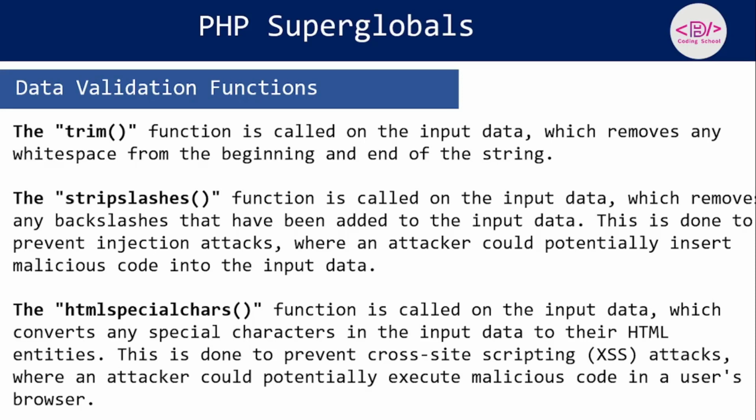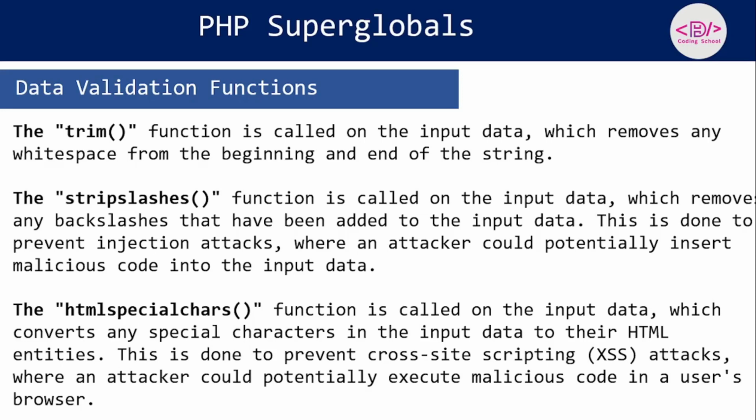Then the last one is the HTML special chars. This function is called on the input data, and it converts any special characters in the input data to their HTML entities. This is done to prevent cross-site scripting attacks, where an attacker could potentially execute malicious code in the user's browser.